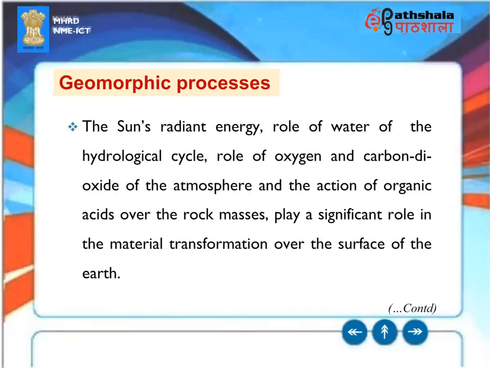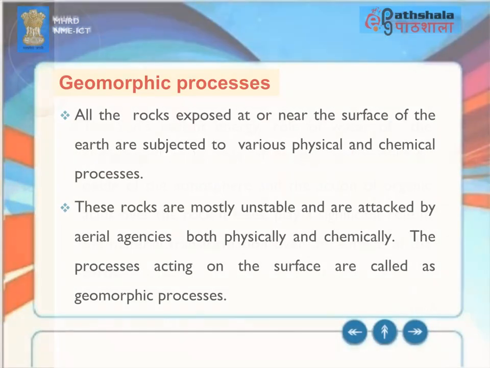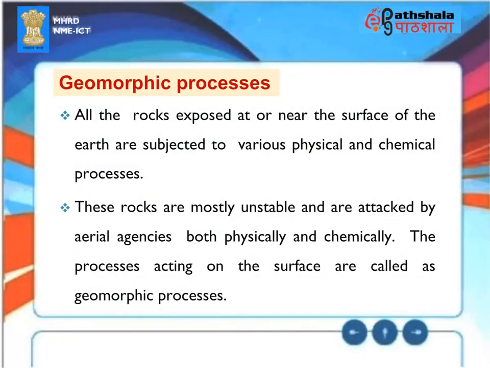Geomorphic processes. The sun's radiant energy, role of water of the hydrological cycle, role of oxygen and carbon dioxide of the atmosphere, and the action of organic acids over the rock masses play a significant role in the material transformation over the surface of the earth. All the rocks exposed at or near the surface of the earth are subjected to various physical and chemical processes. These rocks are mostly unstable and are attacked by aerial agencies both physically and chemically.